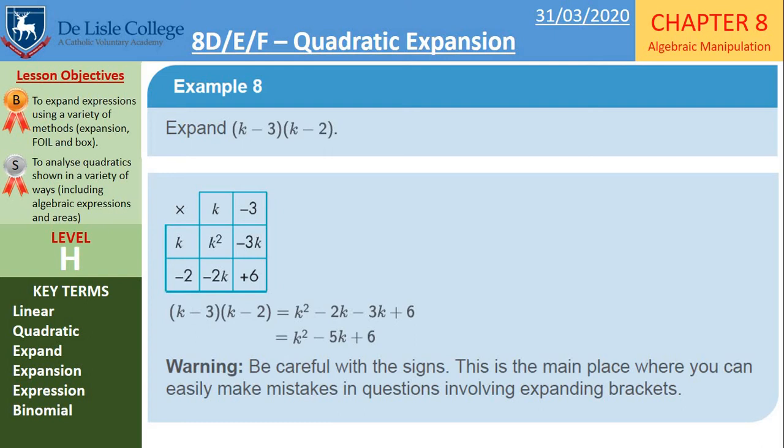The second bracket we've written down the side. We've got a k and we've got to take away 2. So we'll write that as a -2. We then multiply in the grid. So k times k gives us k squared. We'll have -3k, we'll have a -2k, and we'll have a +6. We write all of these terms together and simplify to get k squared, take away 5k, +6.